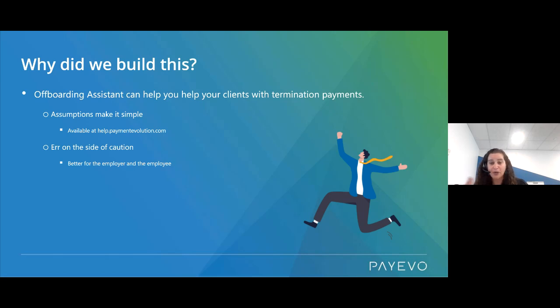And so again, they're available at help.paymentevolution.com. That's our help pages. You can search the word assumptions. You can reach out to our CS team and ask them, where's that link to assumptions? I want to review what assumptions you've made. But I'll give you a quick example.